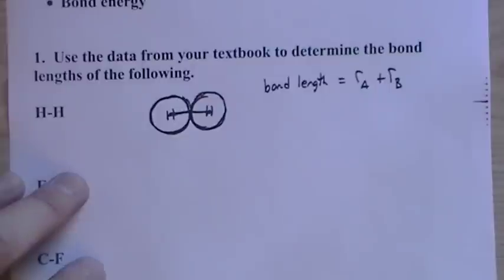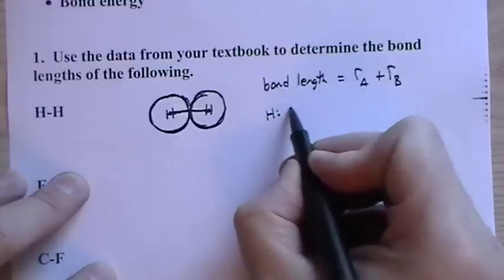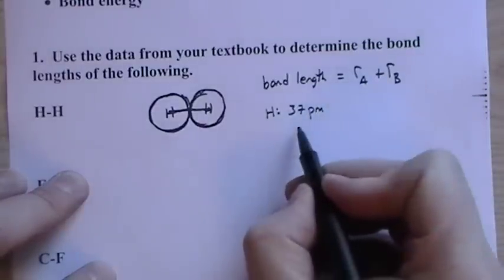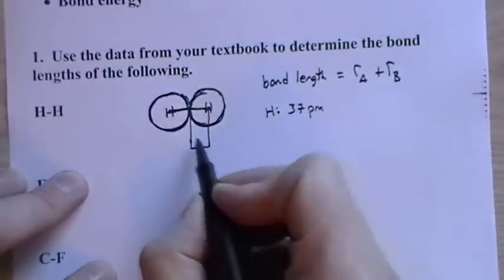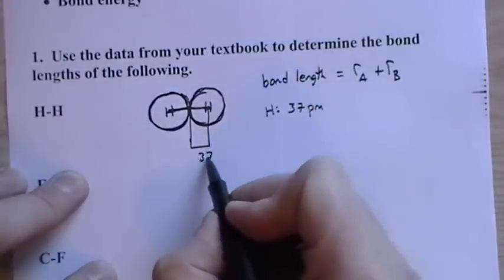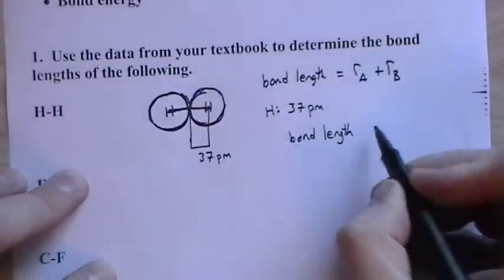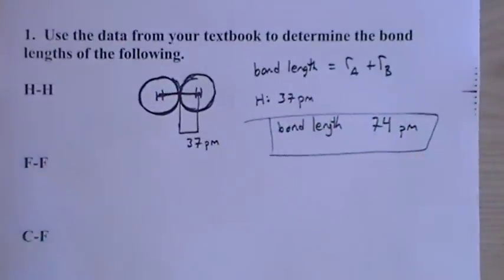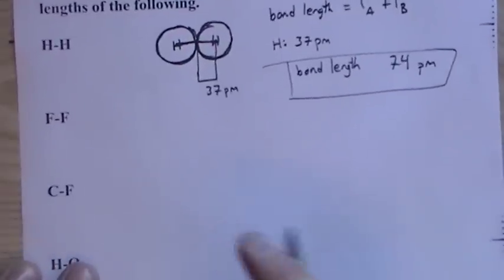So we look at the table, and they have hydrogen. Now here's the thing, they give the hydrogen as 37 pm, picometers. So the radius of one of these hydrogen atoms is 37 picometers, and between the two of them, the distance from here to here, the bond length is 74 picometers, and that's fine by me if you want to leave it as that. If they get large enough, you might change over to nanometers, but in this case, that's as far as we need to go.